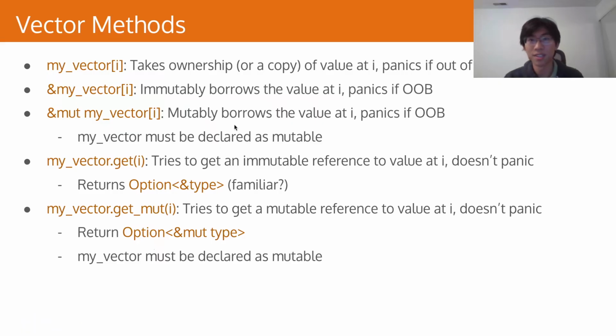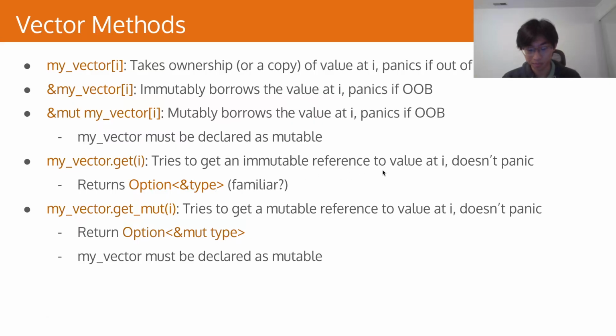To sum up the difference between the different vector methods, if you just use indexing, you will take ownership or a copy of the value. If you use an ampersand, you'll immutably borrow the value, right? Because that's getting a reference to it. If you use &mut, that is getting a mutable reference to it. And in this case, remember that in order to get a mutable reference to something, the initial variable must also be mutable. And then we introduced this get function before, which returns an option type.